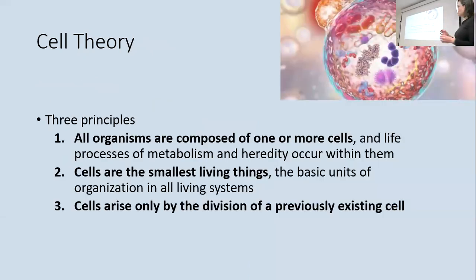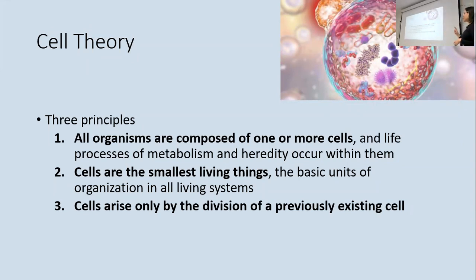So cell theory, just to hit it one more time, has 3 pieces. All organisms are composed of 1 or more cells, and all life processes, metabolism, heredity, occur within them. Cells are the smallest living things. There's no organism smaller than a single cell. So it's the organizing building block of all living systems. Everything is either a cell or is made of a bunch of cells put together.